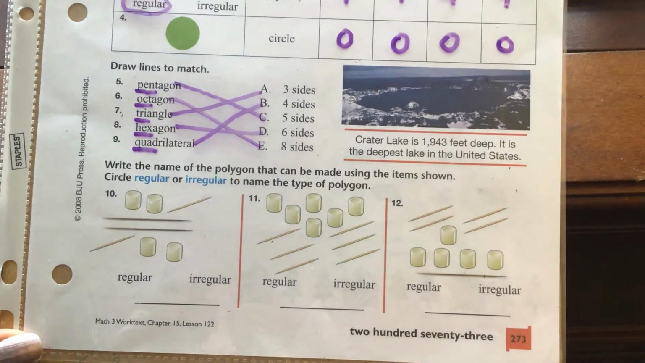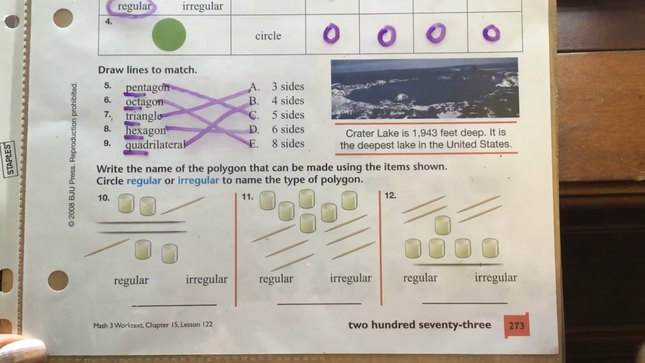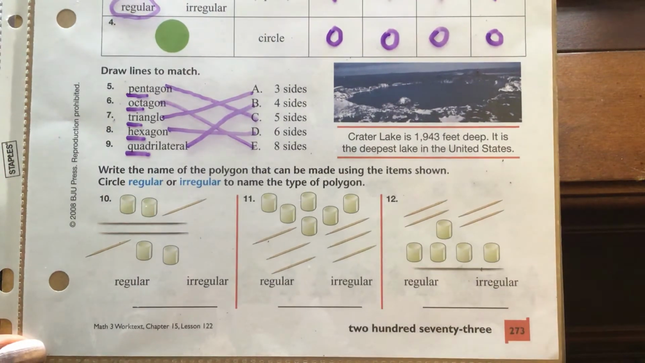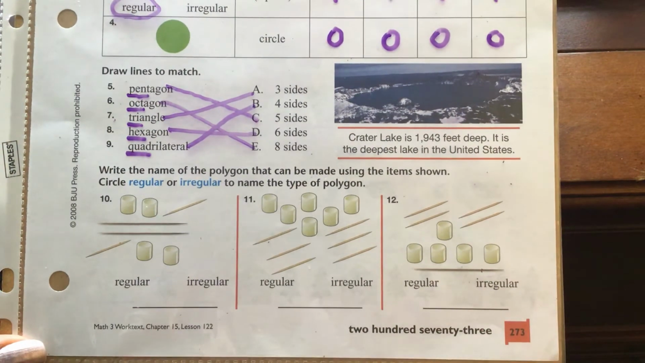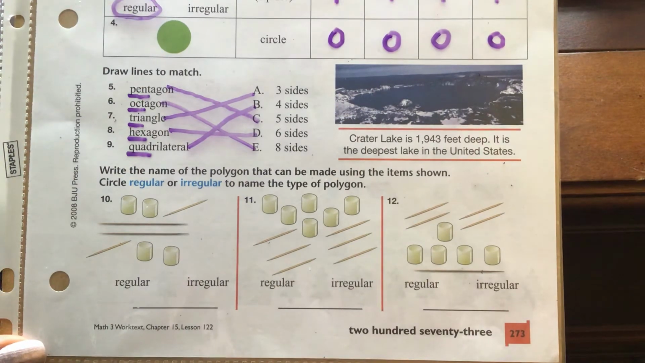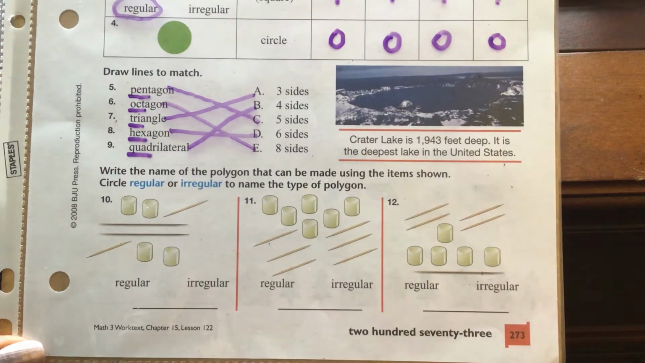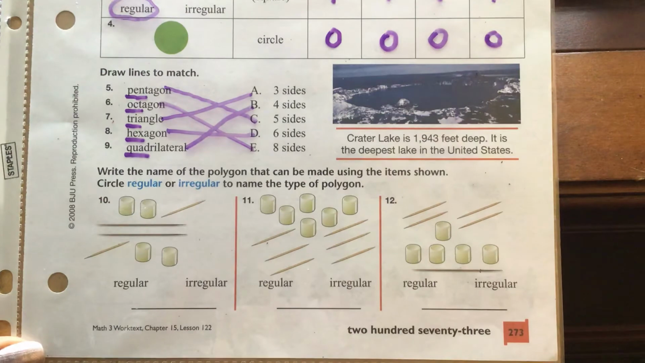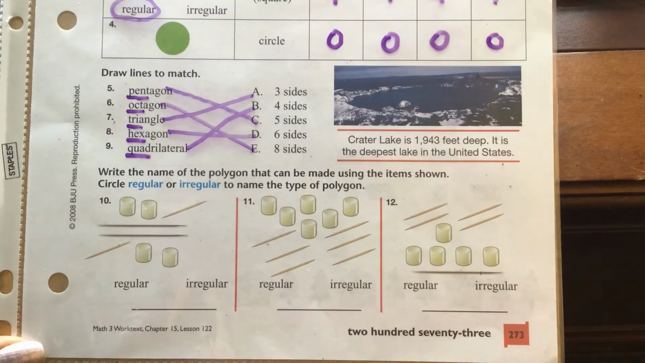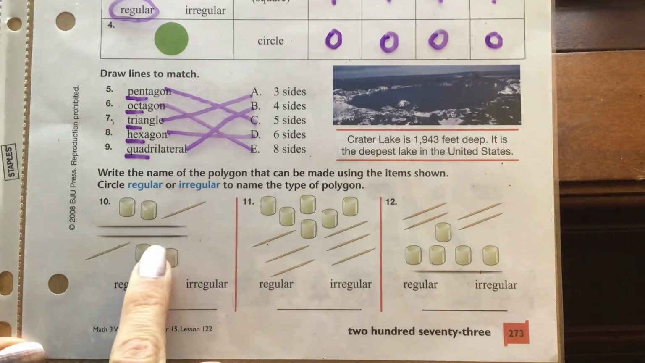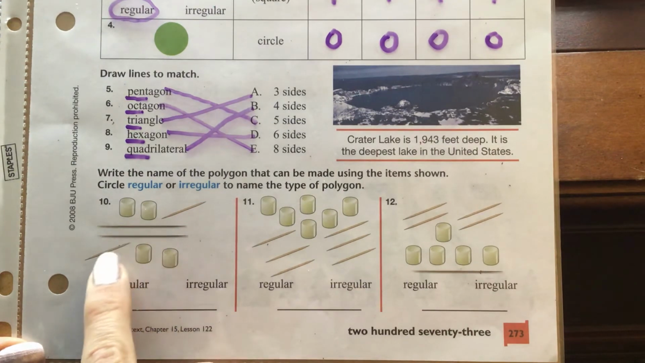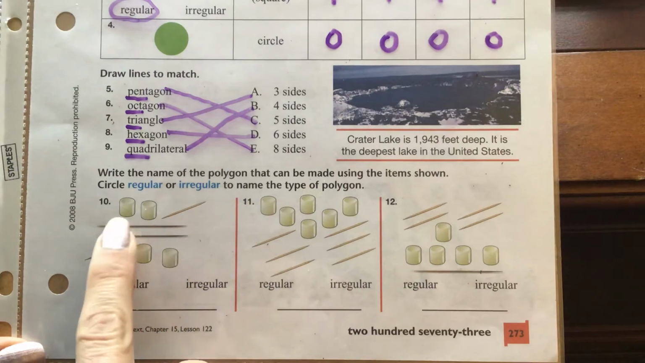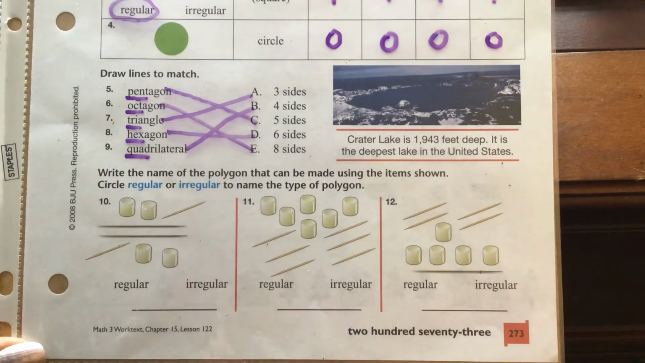Today, they're wanting us to name the shape that we could make using the marshmallows and the toothpicks again. Remember, the marshmallows are the number of vertices, and the toothpicks represent our sides. But notice also that not all the toothpicks are the same length. So in number 10, we have 2 longer toothpicks and 2 shorter ones. And we still have 4 vertices.